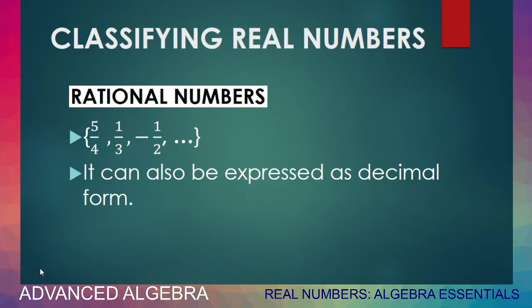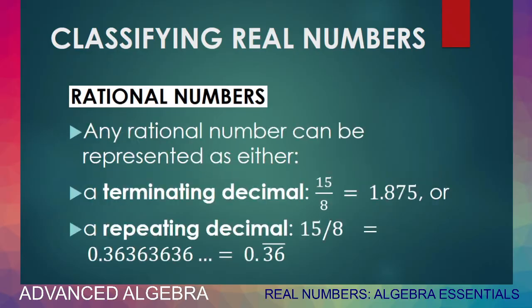Okay. So, ito yung example ng rational numbers: 5 over 4, 1 over 3, negative 1 half, and so on. It can also be expressed in decimal form. Lahat ng rational numbers, pwede natin siyang i-express as decimal. Okay? So, yun yung rational numbers.